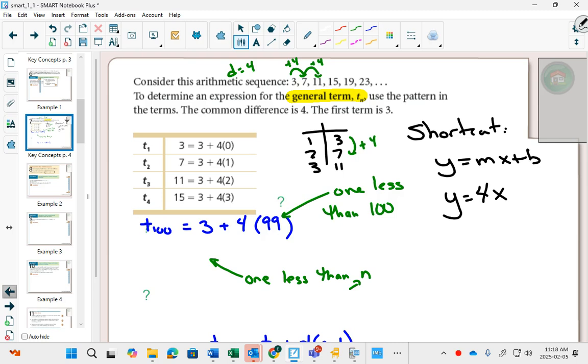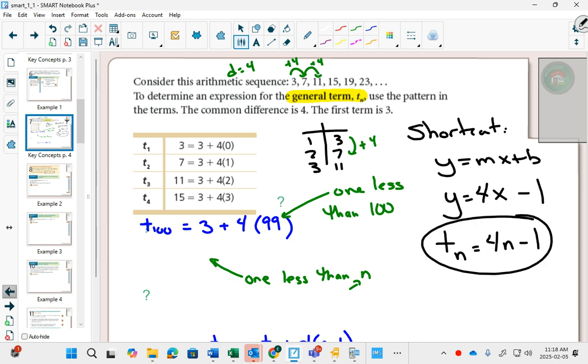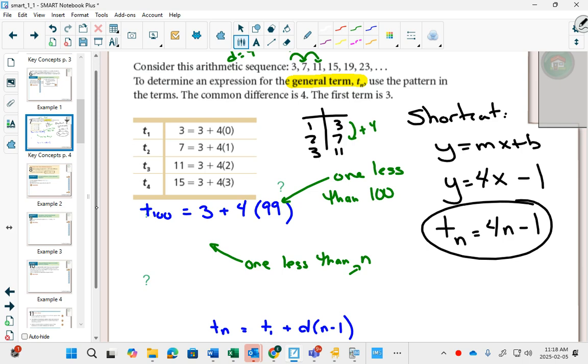You can plug in any one of these numbers. If you plugged in the 3, what's 4 times 3? 12. I want 11. What makes it work? Minus 1. Do you see, I change this to Tn, 4n minus 1, that's the shortcut now.